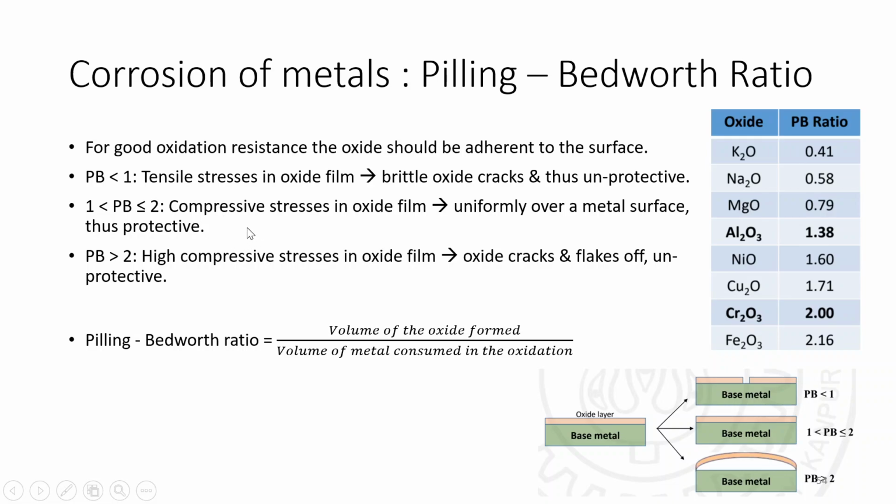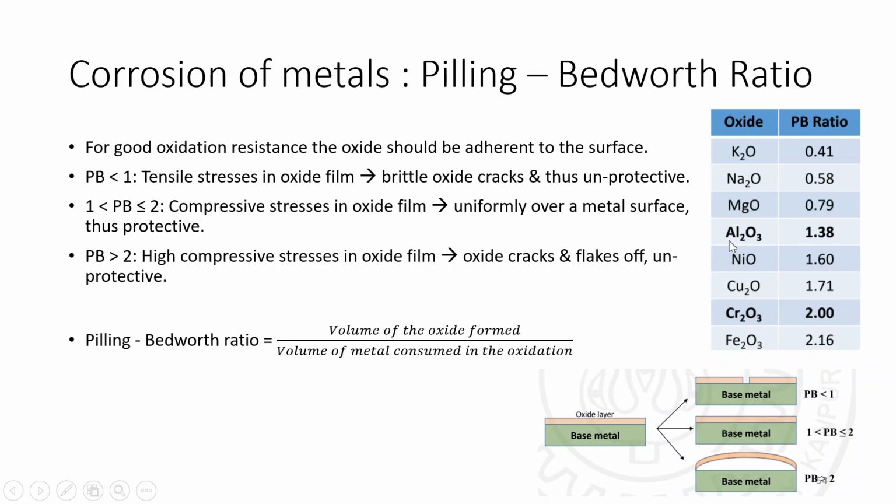If this is between 1 and 2, then there will be compressive stresses in the oxide film, uniformly over the metal surface, and it will become protective. If this is greater than 2, then there will be high compressive stresses in the oxide film. This oxide will crack and flake off and become unprotective.